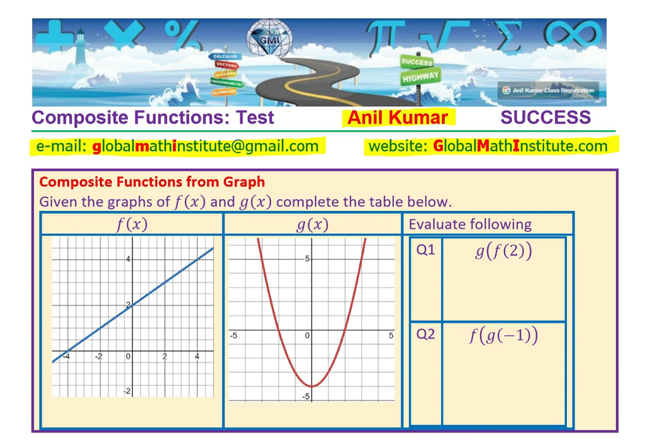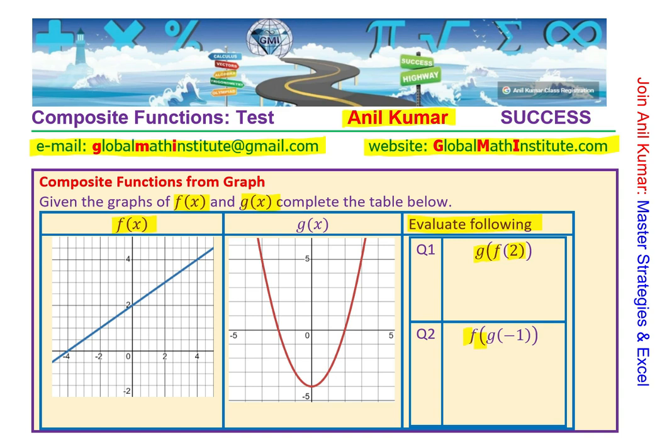Now let's look into this particular problem where we are given the graphs of two functions, f of x, which is a straight line, and g of x, which is a parabola. We need to complete the table below, meaning evaluate the following. One is g of f of 2, and question 2 is f of g of minus 1. So, how do we evaluate this composite function is what we are going to learn.